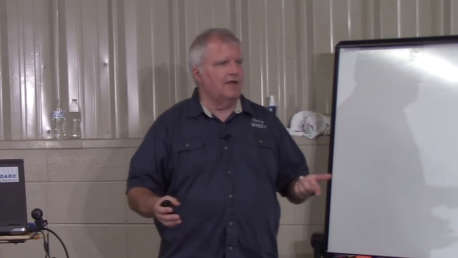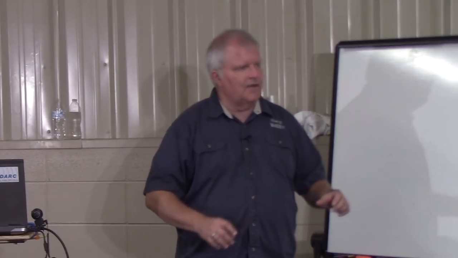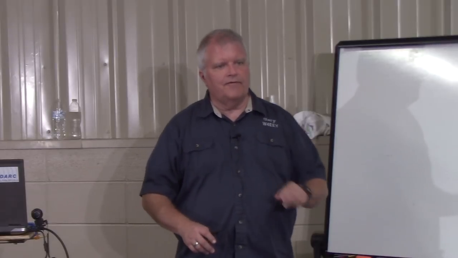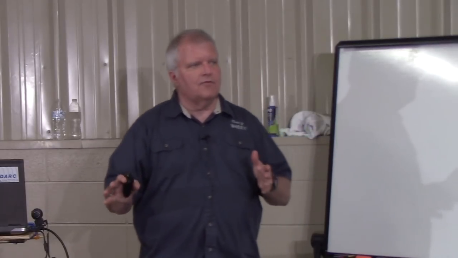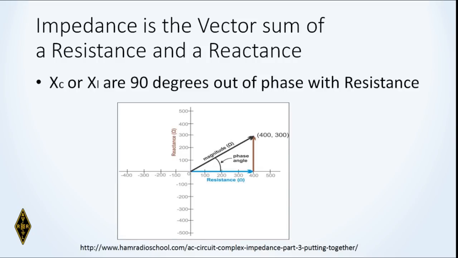That's typically the standard. And a lot of the cables that we use to get energy to and from an antenna, you'll look at the rated impedance, 50 ohms. Sometimes 75, but sometimes 50. And then the antenna systems as well. And the idea with these nominal impedances, if they all match, you get the maximum transfer of energy from the transmitter to the antenna or from the antenna to the receiver. It works in both directions.